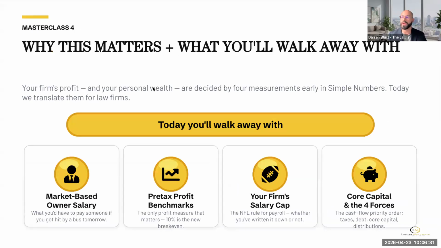All right, so why this matters and what you'll walk away with today. We're going to walk through the four keys in the first half of Greg Crabtree's book, and hopefully you'll have a better understanding of each of these. The first one is market-based salary, what you'd have to pay someone if you got hit by a bus tomorrow. Your pre-tax profit benchmarks, the only profit measure that really matters, and 10% is the new break even. Your firm's salary cap, which is the NFL rule for payroll, whether you've written it down or not, and core capital and the four forces of cash flow.